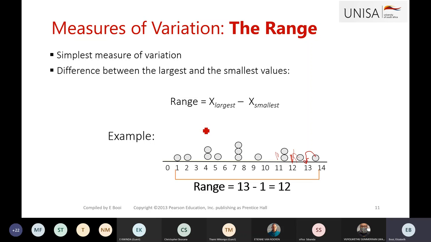This is 13, so this dot ends at 13. So I only have 1, 2, 4, 5, 7, 9, 11, 12, and 13. Those are the points that I have. It's just that my data set here stretched out. So if my highest value is 13 and my lowest value is 1, it's 13 minus 1, which equals 12. That's my range.